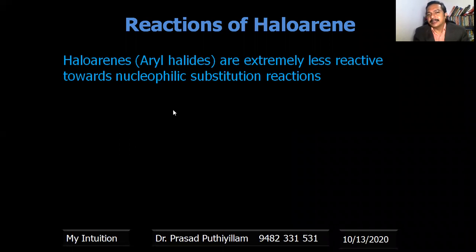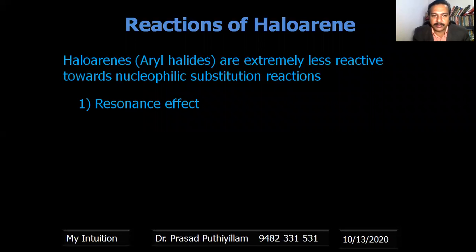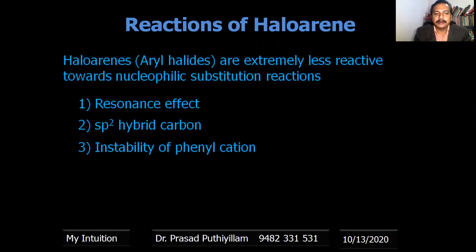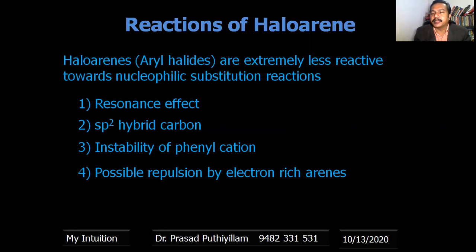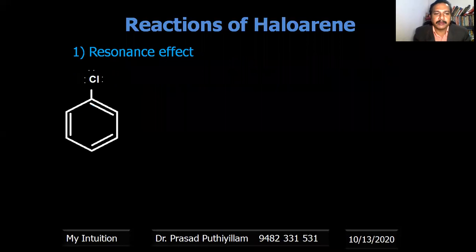Haloarenes or aryl halides are extremely less reactive towards nucleophilic substitution reactions. There are mainly four reasons for that: resonance effect, sp2 hybrid carbon, instability of phenyl cation, and possible repulsion by electron-rich arenes. We'll see them one by one.